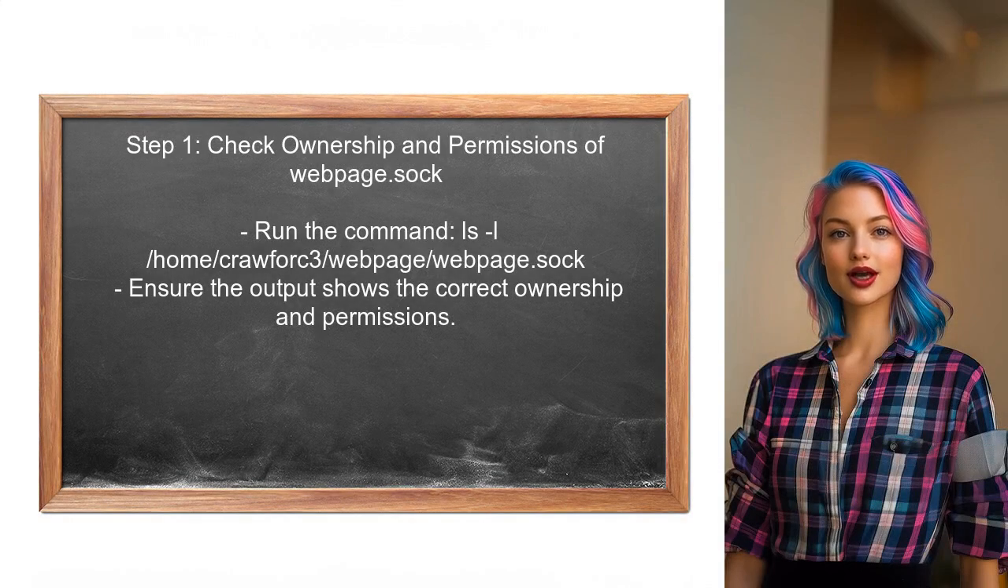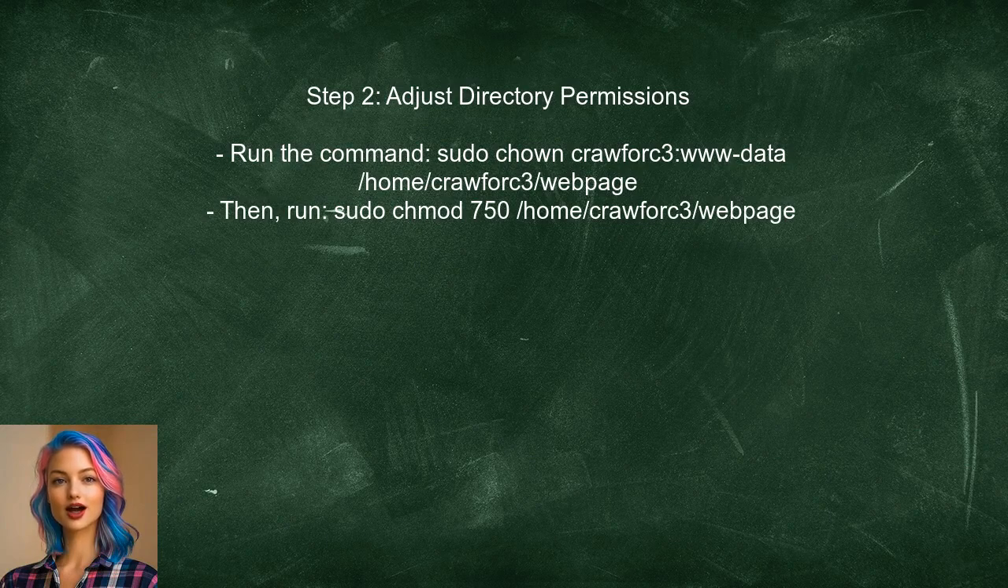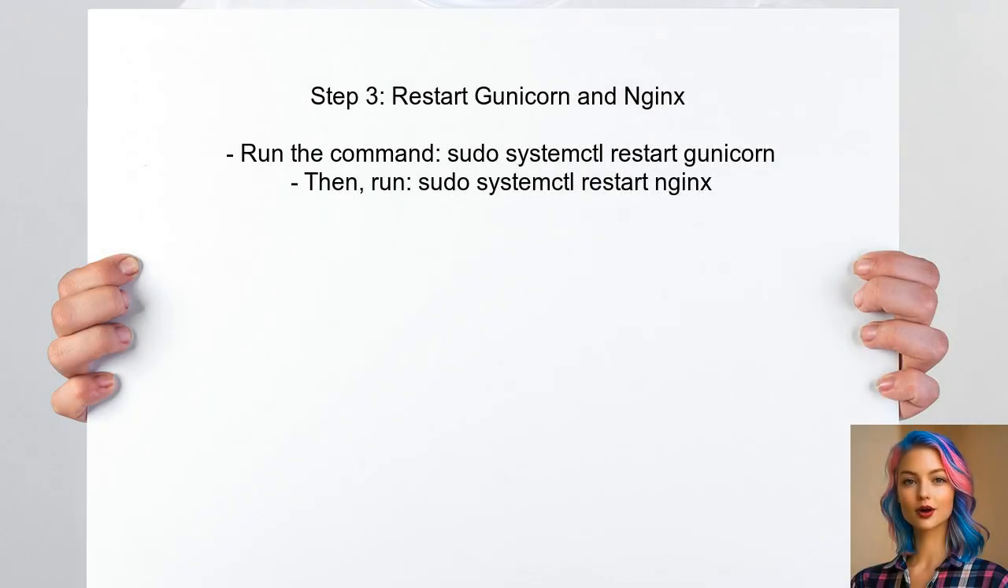To resolve the permission-denied error, the user should first check the ownership and permissions of the webpage.sock file. This file needs to be accessible by the Nginx user. Next, the user should ensure that the Nginx user, typically www-data, has permission to access the directory containing the webpage.sock file. This can be done by adjusting the directory permissions. After adjusting the permissions, the user should restart both Gunicorn and Nginx to apply the changes. This ensures that the services are running with the updated permissions.